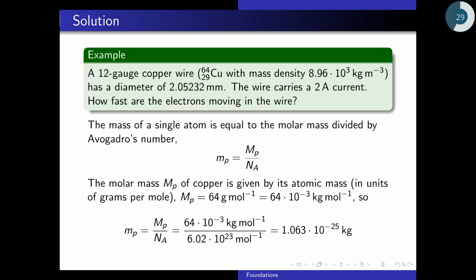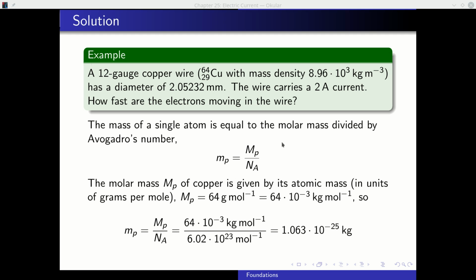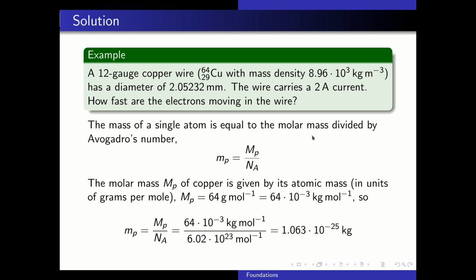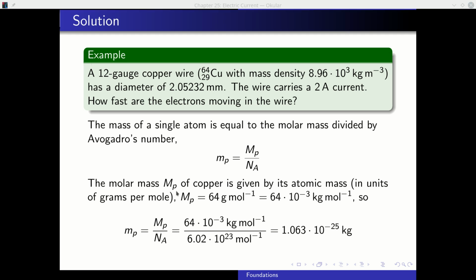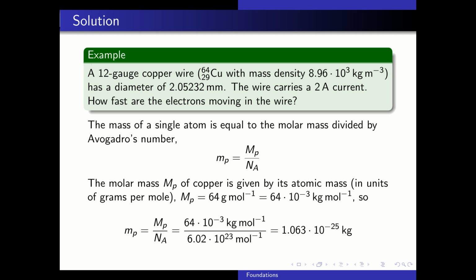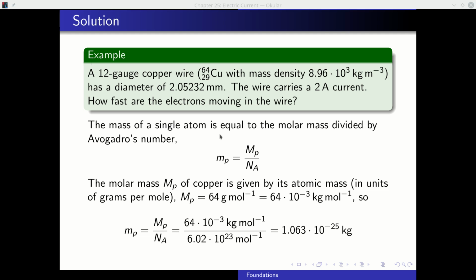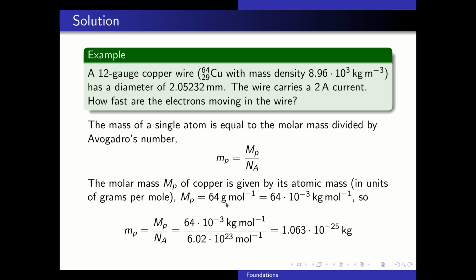Now, the mass of a single copper atom is equal to the molar mass divided by Avogadro's number. The molar mass of copper is given by its atomic mass in units of grams per mole. So here we go, take a look. We've got copper with an atomic mass of 64. That means that its molar mass is 64 grams per mole. One mole of copper has a mass of 64 grams. That's 64 times 10 to the negative third kilograms per mole. We want to be in MKS units, so we need that kilograms out there.